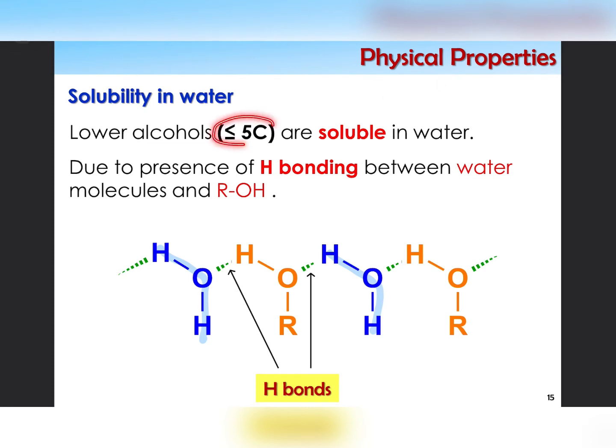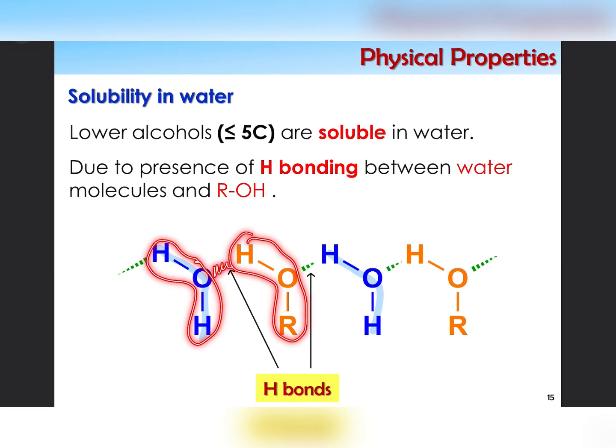Okay, so alcohol yang less than 5 carbon are soluble in water. Okay, why 5 carbon? Nanti kita akan tengok specifically kenapa. This is due to the presence of hydrogen bonding between water molecule and alcohol. So generally alcohol is soluble in water sebab the ability to form hydrogen bond. Okay, so ini water molecule, ini alcohol. So dia boleh buat hydrogen bonding dengan water. So that is why kita cakap dia soluble in water lah.